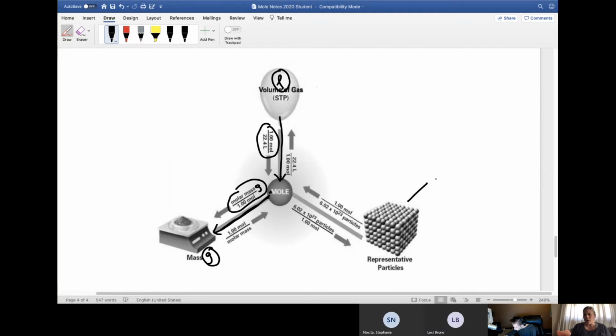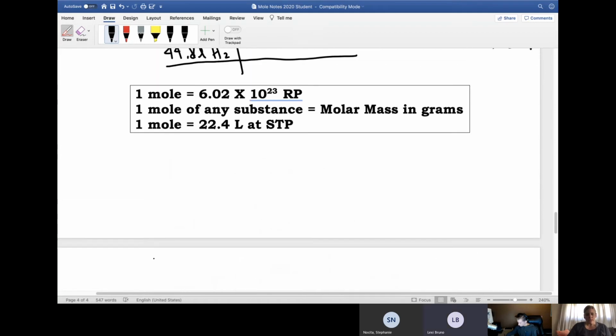For your representative particles, remember the things we're counting when we're using Avogadro's number, we're counting formula units, we're counting molecules, we're counting atoms, and sometimes we're going to count ions. So in this problem that I gave you, we're going to go from liters to moles and then moles to mass. Okay, so let's go ahead and do that.